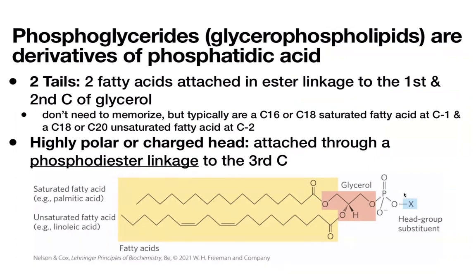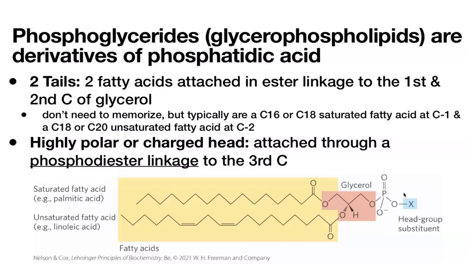Instead of all those different combinations, you typically have in the first position a C16 or a C18 saturated fatty acid. And then at that C2 position, the second position in our glycerol, you typically have a C18 or C20 unsaturated fatty acid. So remember, unsaturated means it has those double bonds, those kinks that make it so that the chains can't get as close together. And this makes it so that our membranes have some fluidity, since we have one of those straight chains and one of those kinky ones.